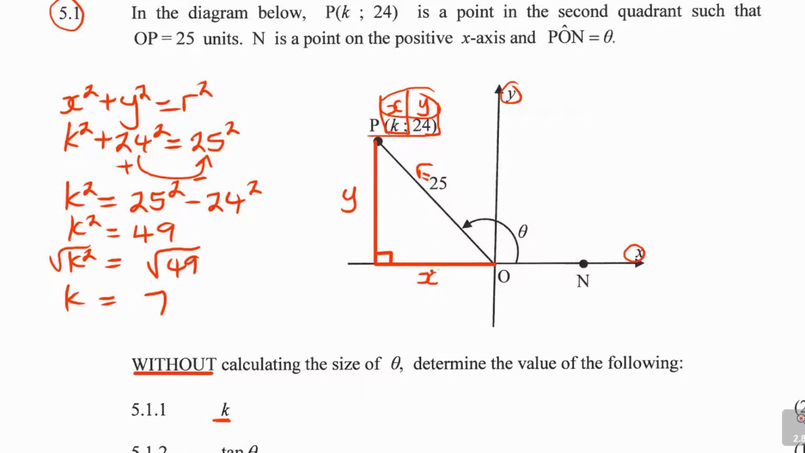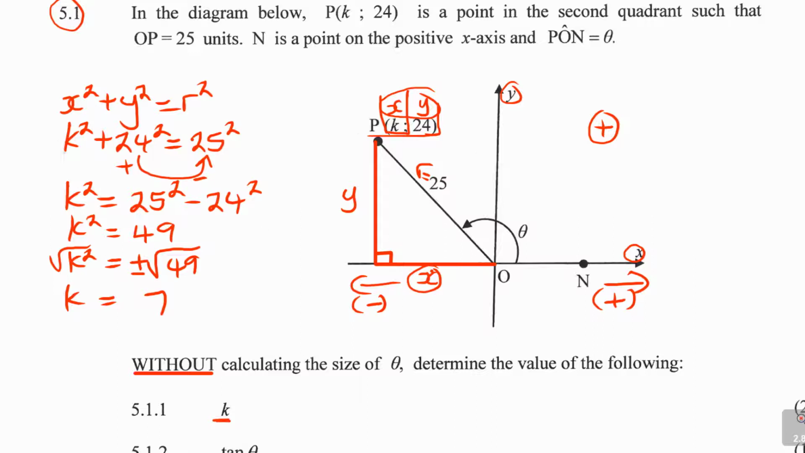But now, look at my diagram. In the second quadrant, there is no way x can be positive. This side, going this direction, x is what? X is negative. And then going this direction, that's where x is positive. So in a way, you are telling us that k represents the positive side, which is somewhere here, which is not correct. So what you need to do, whenever you square root, you're supposed to say plus or minus.